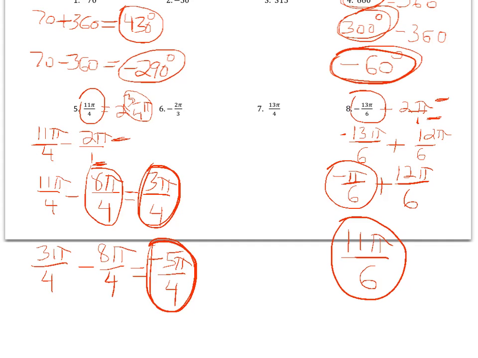All right, so real easy. If you have it in degrees, you can either just add 360 to it or subtract 360. You got that? All right, that's pretty much it. Converting between degrees and radians.